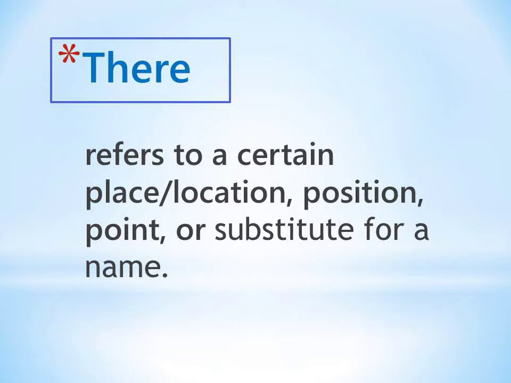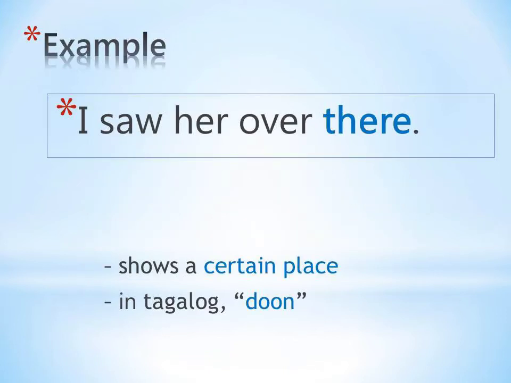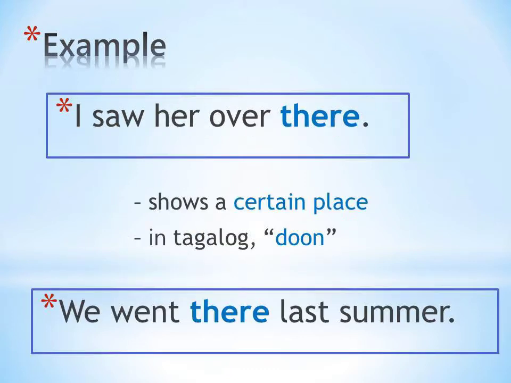There is used when you refer to a certain place, location, position, point, or substitute for a name. For example, I saw her over there. There in this sentence is used to show a certain place. In Tagalog, it means doon. Or another example, we went there last summer. Again, it is referring to a place. In Tagalog, again, doon.